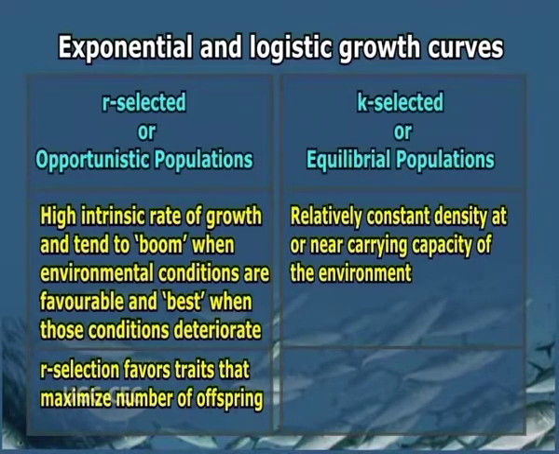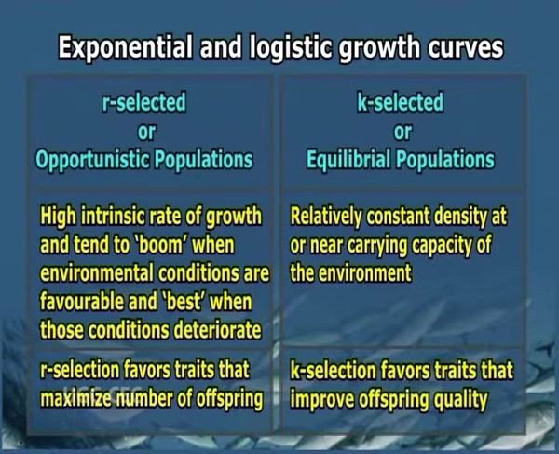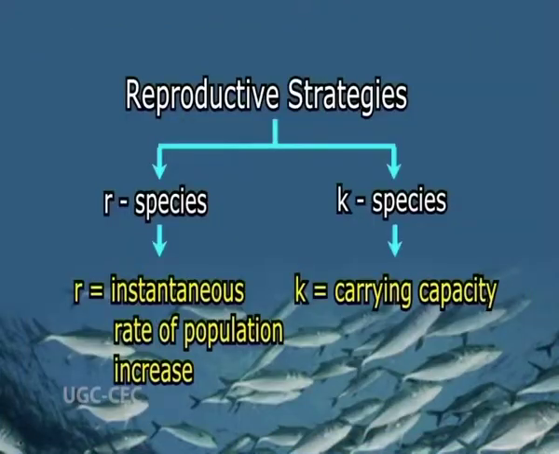K selected or equilibrial populations have relatively constant density at or near the carrying capacity of the environment. K selection favors traits that improve offspring quality. Different environments and population densities can favor different reproductive strategies. Depending on the reproductive strategies, different species can be characterized as r or K species, where r is the instantaneous rate of population increase, while K is the carrying capacity.